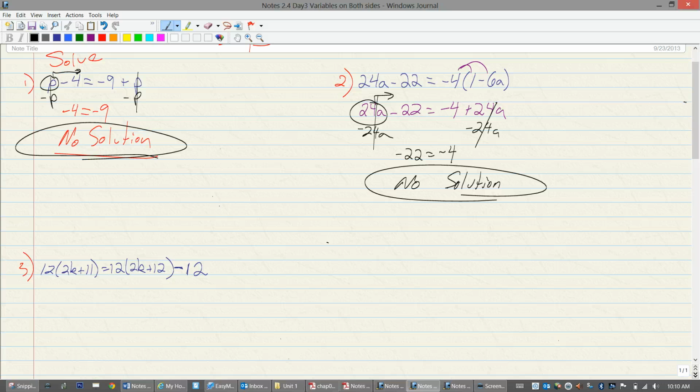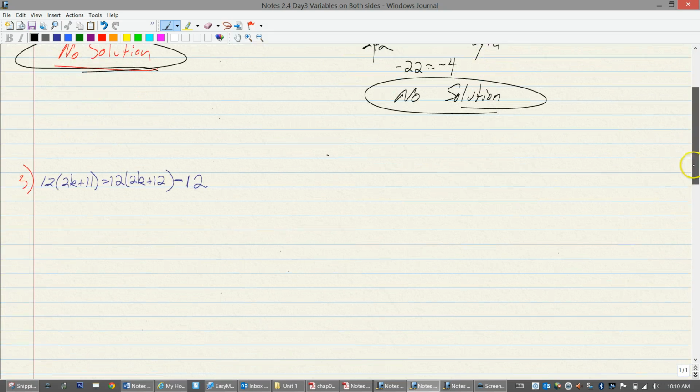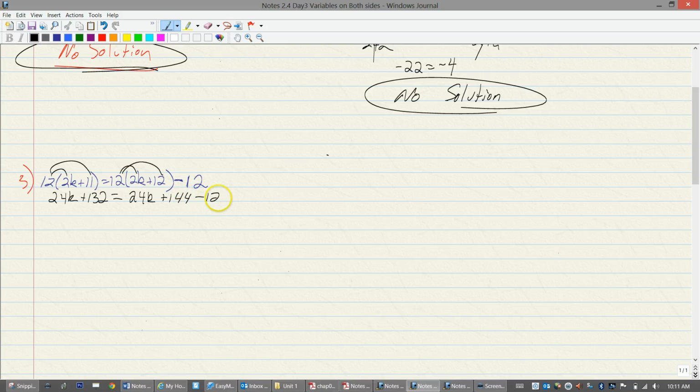Let's take a look at number 3. Okay. Again, we're going to distribute first. 12 times 2 is going to be 24k. 12 times 11 is going to be 132 equals. We're going to distribute again. Okay, we keep distributing. 12 times 2, 24k. 12 times 12, 144. Right? And then we have that -12. We drop that like it's hot.